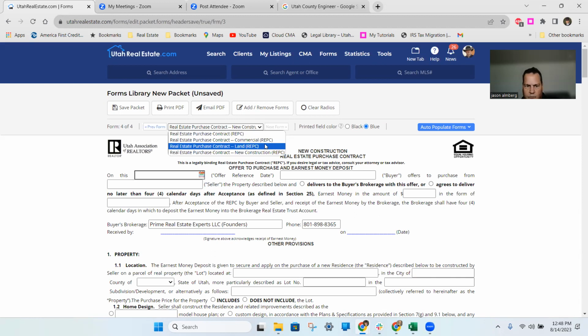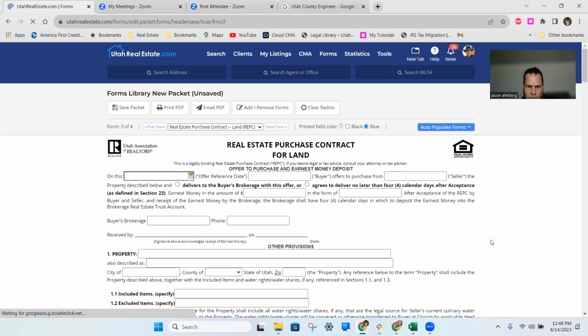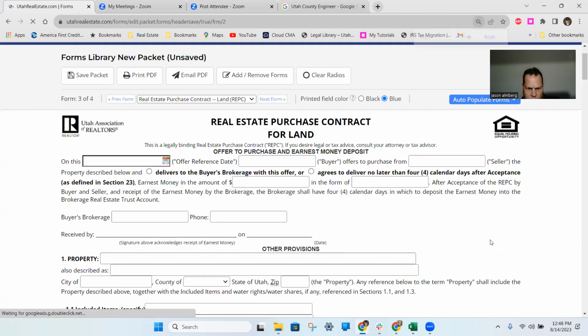New construction for land. This one has some aspects of it that may not look familiar because it hasn't been updated as recently as the REPC for homes. And that has to do with the disposition of earnest money when it has to be provided, and the way that it's worded on the contract. On the standard REPC, it simply states that we have up to 4 days after acceptance to provide the earnest money.